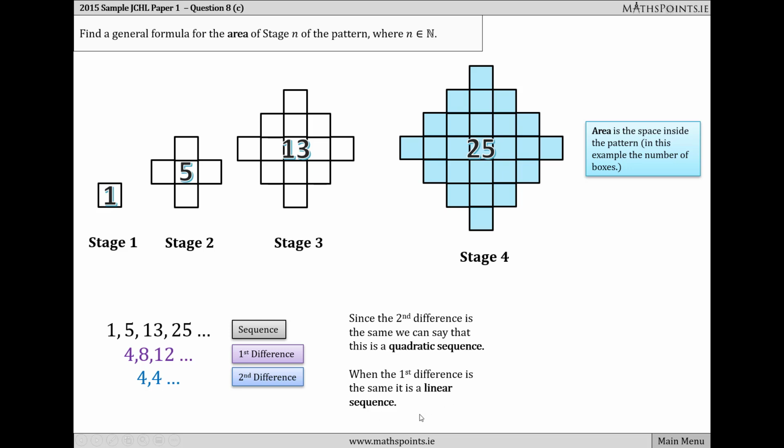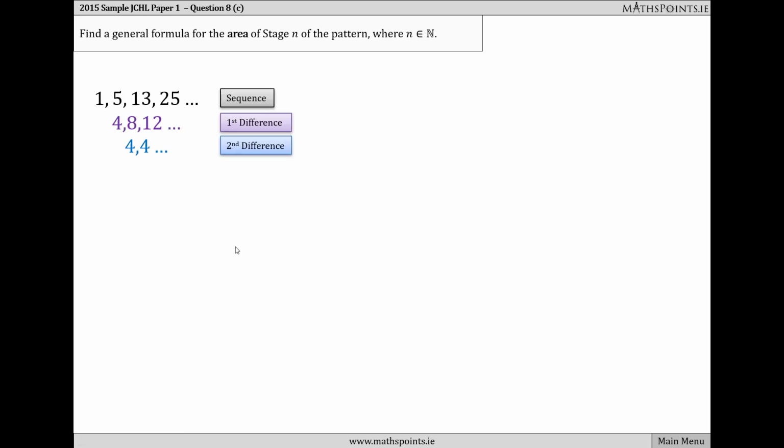So there's a number of different ways that we can find the general formula for a quadratic sequence. The way we're going to look at first is by using the formula for a quadratic sequence, and then we can look at an alternate method which uses a more visual approach. The first thing about using this formulaic approach is that it is more time consuming.